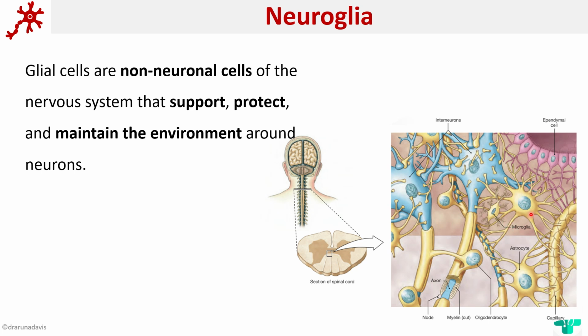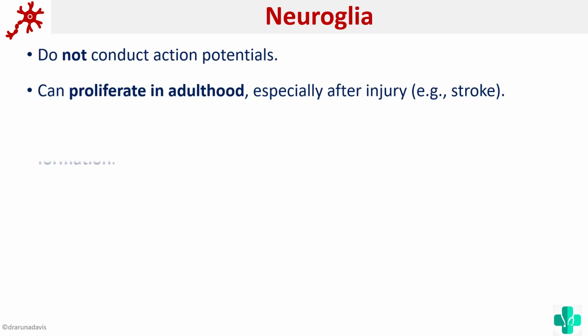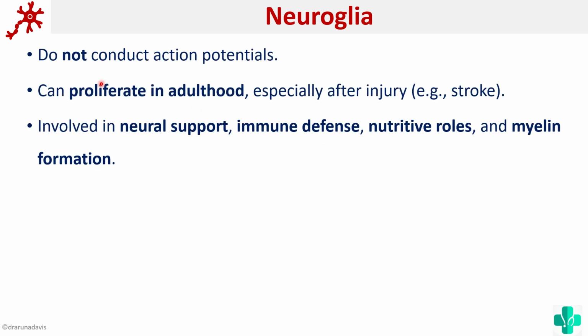You can see that these yellow colored structures are the glial cells that help and support the neurons that are present in the central nervous system. The important properties of neuroglia are they do not conduct the action potential, they can proliferate in adulthood, especially after injury, and they are involved in neural support, immune defense, nutritive roles, as well as myelin formation.